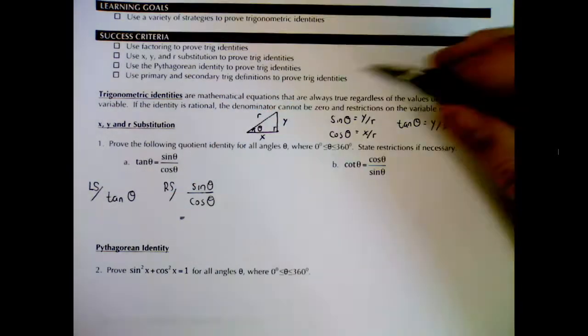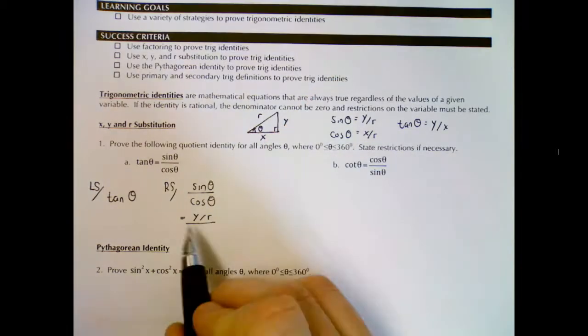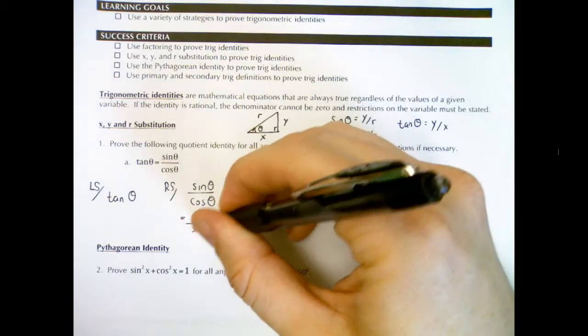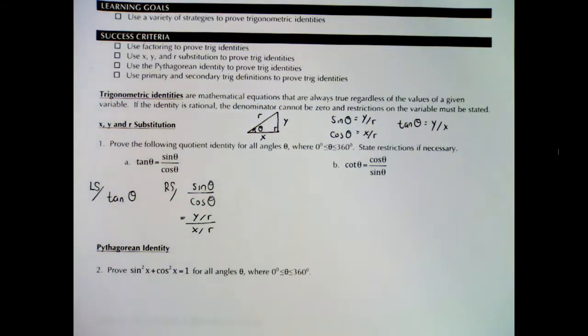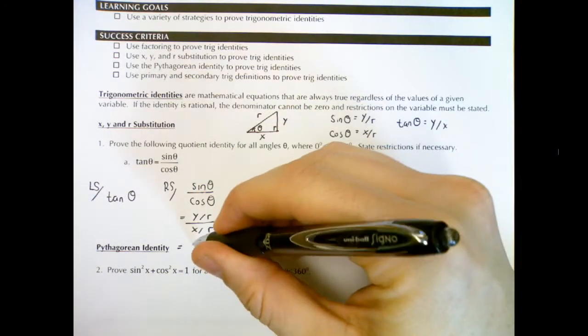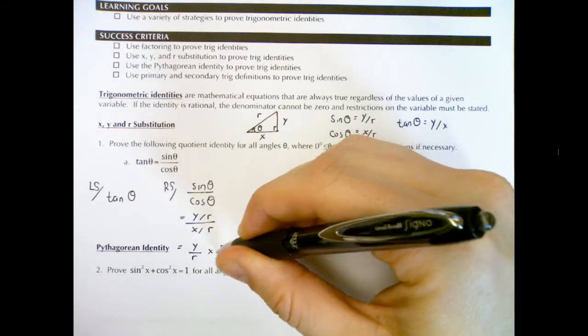and substitute in for sine and cos. So sine is y over r. I'm writing my fractions sideways to kind of save some space here. Cos is x over r. So now we have y over r divided by x over r. How do you divide a fraction? Well, you flip the denominator and multiply. So we've got y over r times r over x.